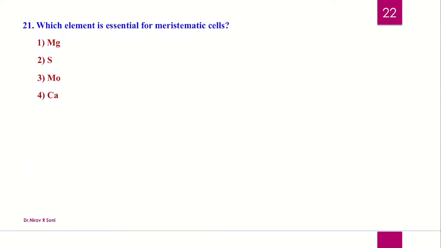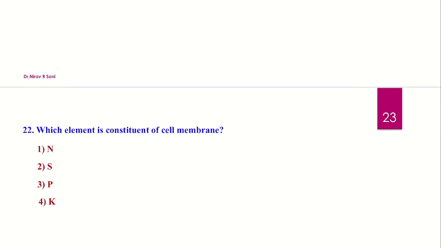Question 21. Which element is essential for meristematic cells? Mainly calcium is responsible and essential for meristematic cells. So your answer should be 4.